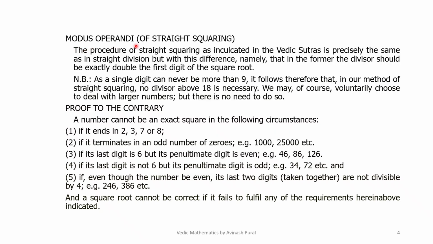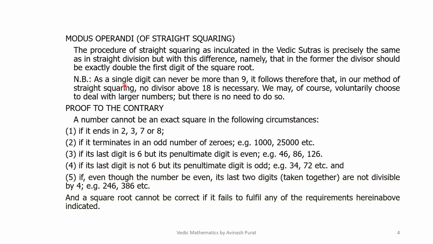Modus operandi of straight squaring. The procedure of straight squaring as inculcated in the Vedic Sutras is precisely the same as in straight division, but with this difference, namely that in the former the divisor should be exactly double the first digit of the square root.